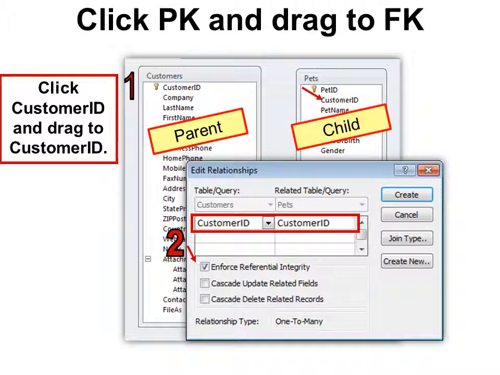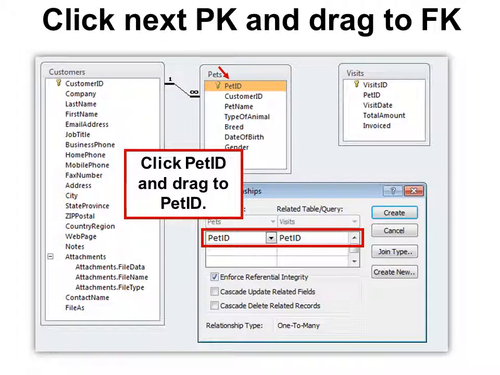What this does is it makes sure that every parent has a child, or every child has a parent. Because if you had a child without a parent, in other words a pet, but no customer, then you would have an orphan record, and we don't want orphan records. So make sure that you enforce referential integrity, and it won't allow you to accidentally delete a parent record from a child. And then click Pet ID and drag it to Pet ID and enforce referential integrity.